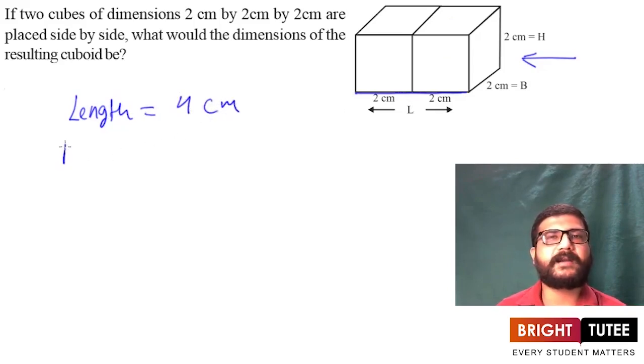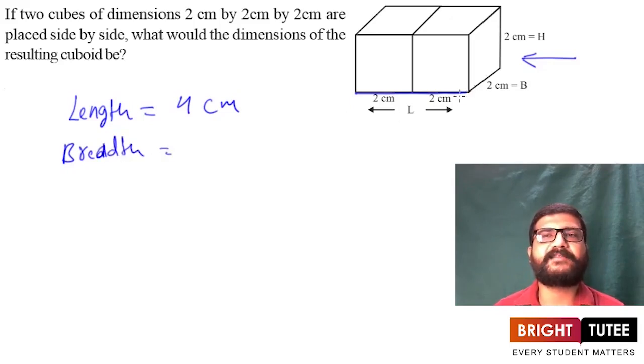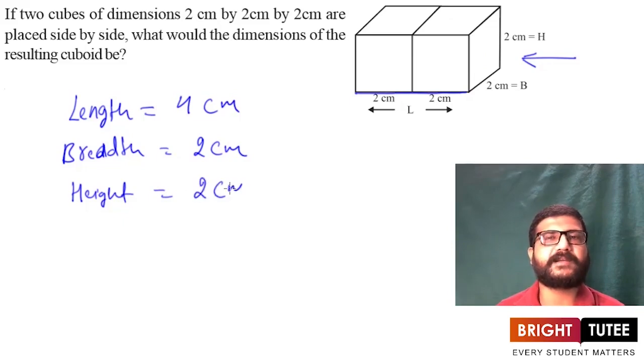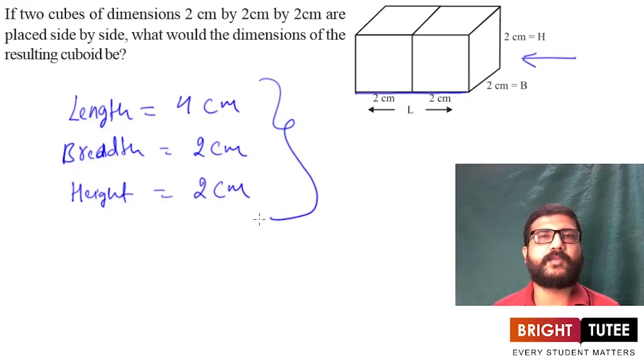And what about breadth? Breadth will be same, which was of the cube only. So breadth is 2 centimeters, and the last one is height. What will be the height of this cuboid? Height is also same as the height of cube. So it will be 2 centimeters only. So these are the dimensions of resulting cuboid.